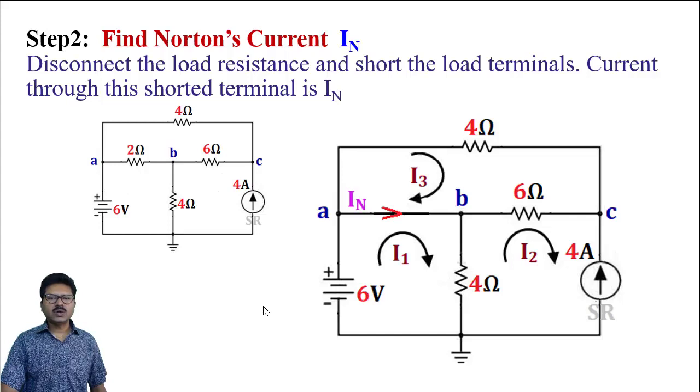To find Norton's current, what will we do? We will disconnect the load resistance and that path will be shorted. So this 2 ohm resistance will be disconnected and terminals A and B will be shorted. Now the current through this shorted path is equal to Norton's current. So here the current through the shorted path AB is the Norton current. From this circuit we will calculate the value of IN.